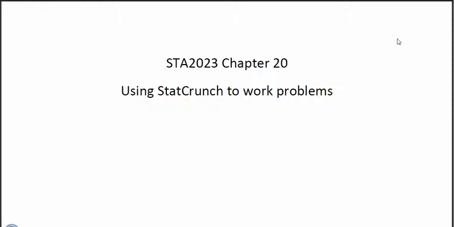Hi, it's Dr. Weideman again, and I'm going to show you how to use StatCrunch to work some problems from Chapter 20. Chapter 20 dealt with comparing two samples, either for proportions or for means.